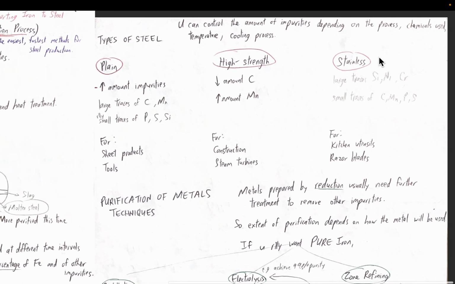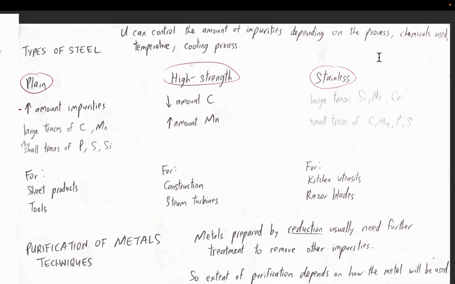Okay, let's go to the types of steel. We have three types: plain, high strength, and stainless. For plain type of steel, the amount of impurities is extremely high. Maybe not extremely, I might be exaggerating. Just know that impurities are quite a lot in comparison to the other types mentioned here. There are large traces of carbon and manganese, and really small traces of phosphorus, sulfur, and silicon.